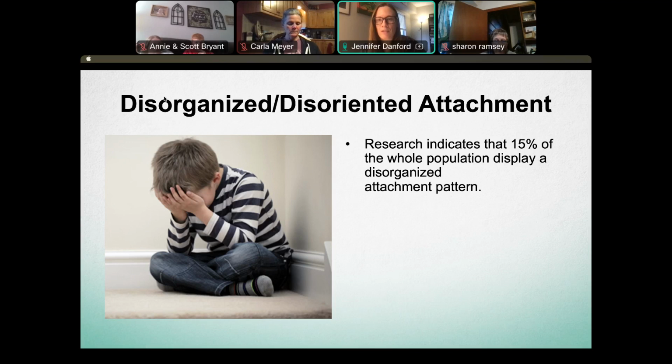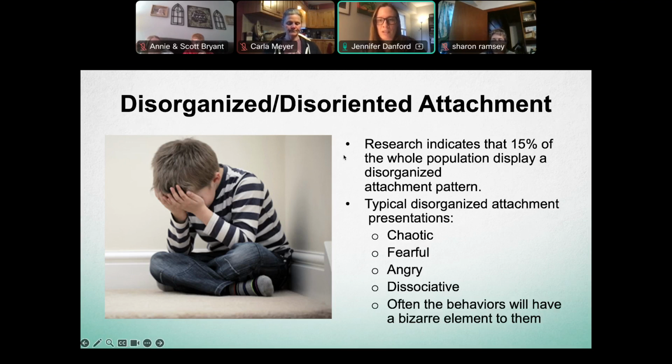Research shows that that's 15% of our population. We'll see chaotic, fearful, angry kids who kind of dissociate, they kind of step away, they might be in their own head, and maybe even have bizarre behaviors.